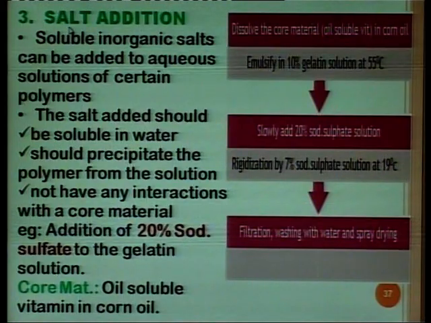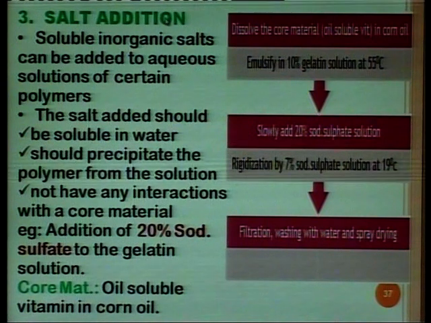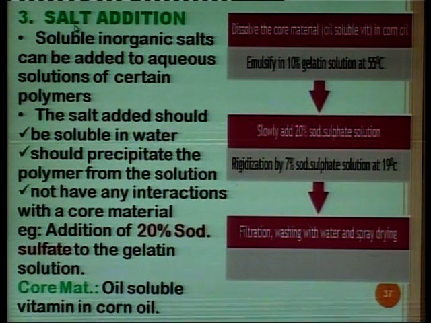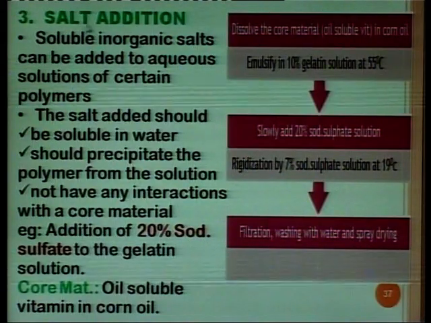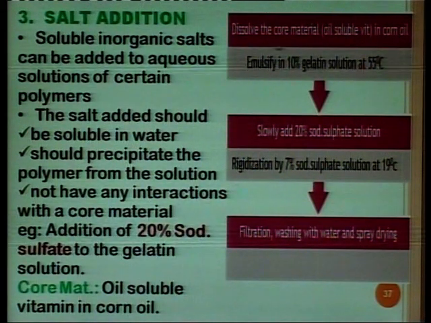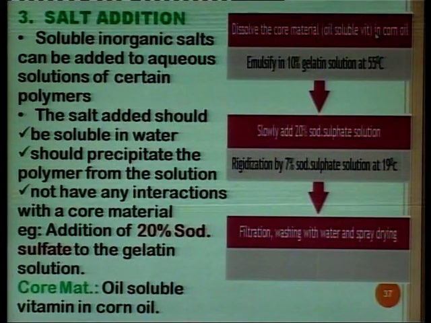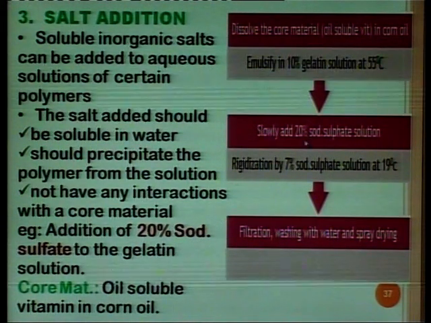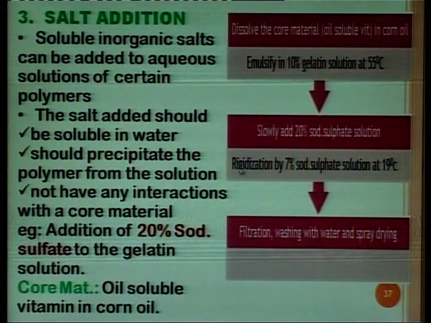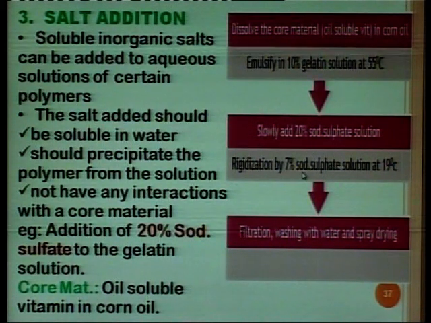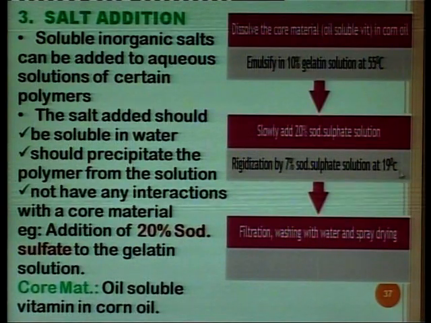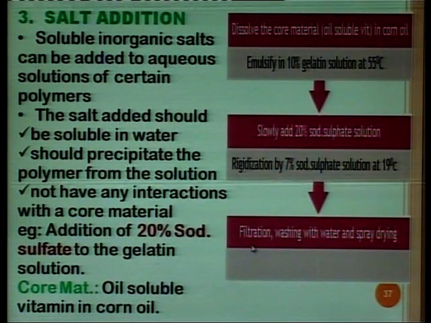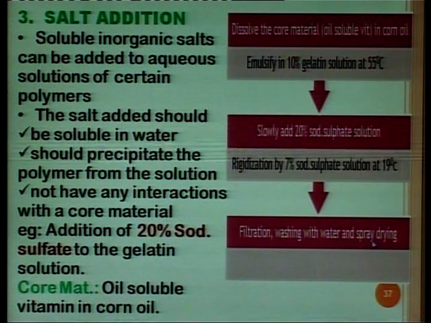The third method under coacervation phase separation is the salt addition method. So these are all the methods by which you coat the core material. In the salt addition method, first of all dissolve the core material in corn oil, then emulsify in 10% gelatin solution at 55 degrees Celsius, slowly add 20% sodium sulphate solution, then rigidization is done by 7% sodium sulphate solution at 19 degrees Celsius. Finally, filtration, washing with water and spray drying are done.